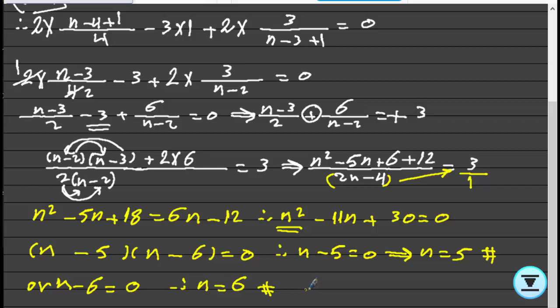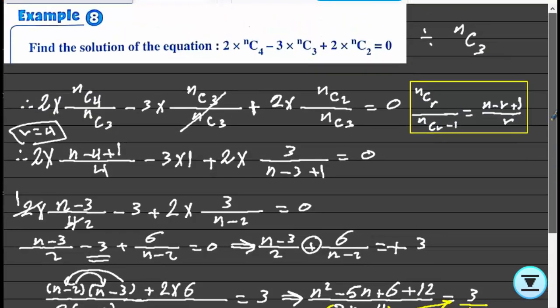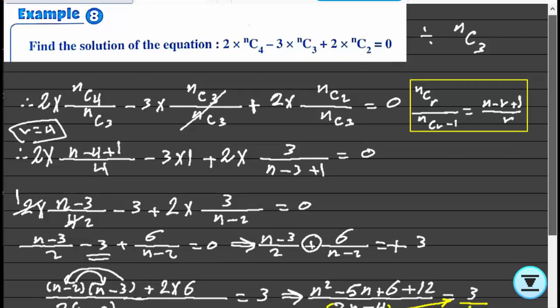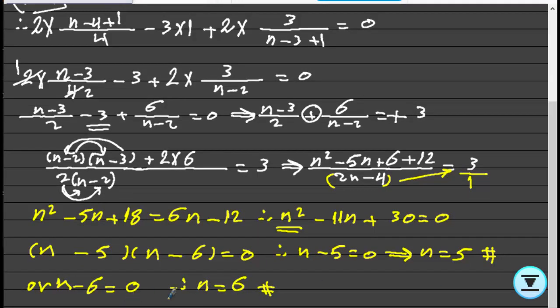And of course you can verify these two solutions by substituting in the main equation here, putting n equals 5 and checking the result. It will be equal to 0. Also by putting n equals 6, the result must be equal to 0. So we have the two solutions, n equals 5 and n equals 6.